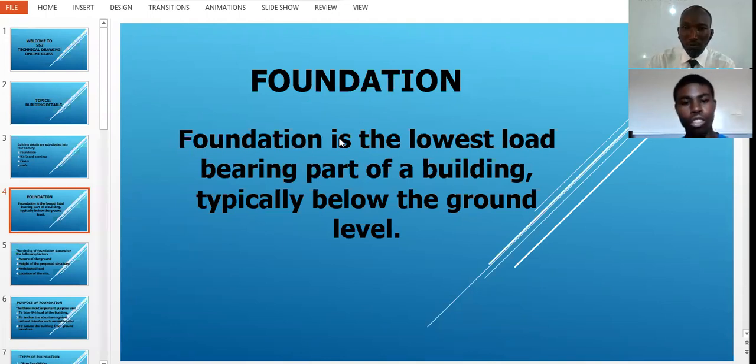The foundation is like the under of the main building, where they mix all the concrete, the sand to make it solid for the building to stand firm. All right. It's not a bad description anyway. Foundation is the lowest load-bearing part of a building. It is typically below the ground level. A foundation is the load-bearing part of a building, and it is always buried under the ground, below the ground level.